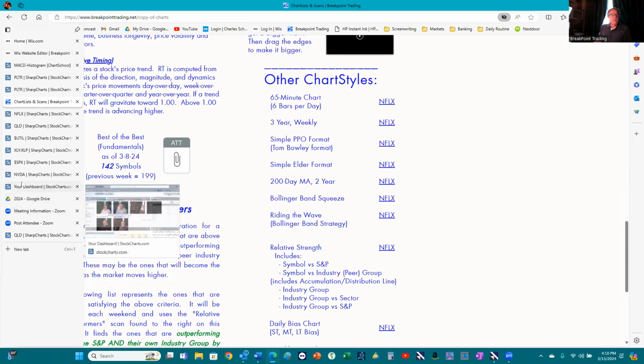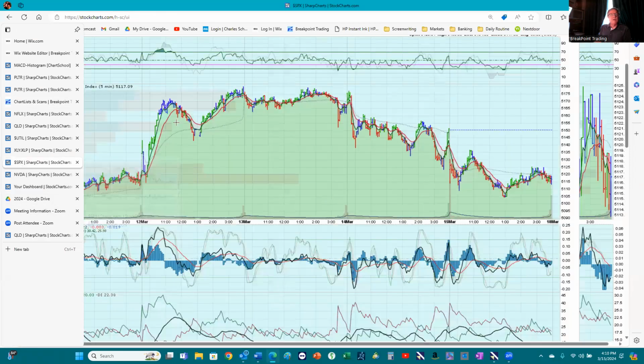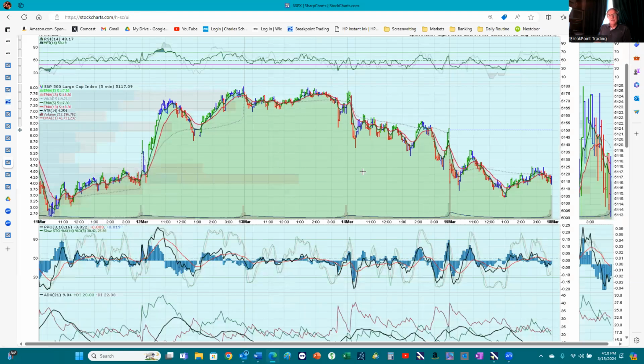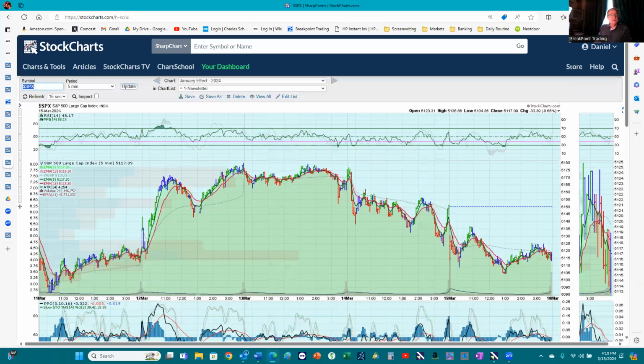Before I leave you, let me take a look at how we closed. All right, so we had a pullback at the end. You can see the volume, the last 15 minutes. Actually, this is a 15 second update. But this is a 5-minute chart right here. So you can see the volume every day on a 5-minute chart. It's pretty high. Today was options expiration day.